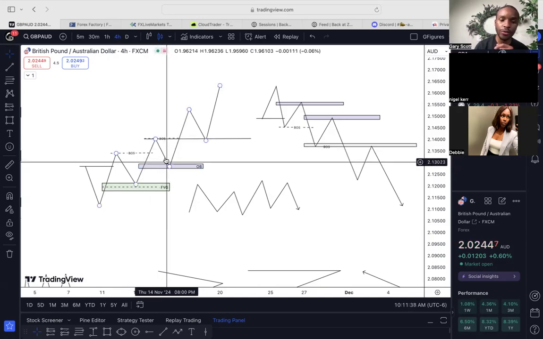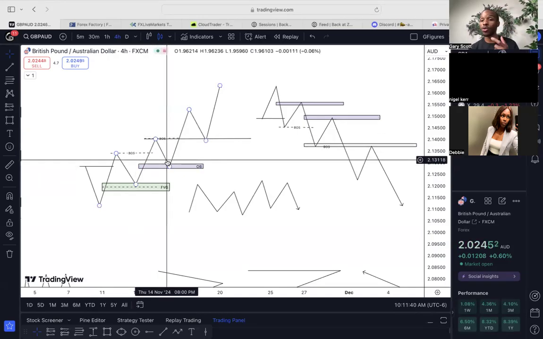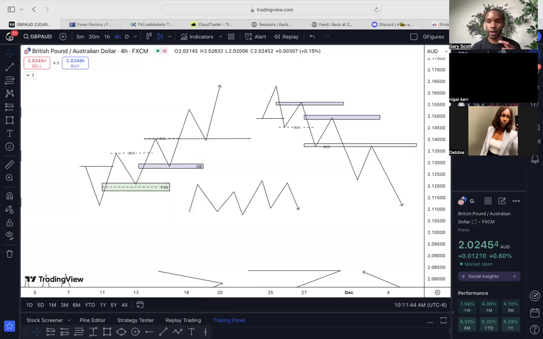Whenever it catches its breath, it's looking to pull back to one of the three areas of value. In this case, when price came back down to this level, it found the last down candle before price decided to break structure. And that's what we will call our order block.